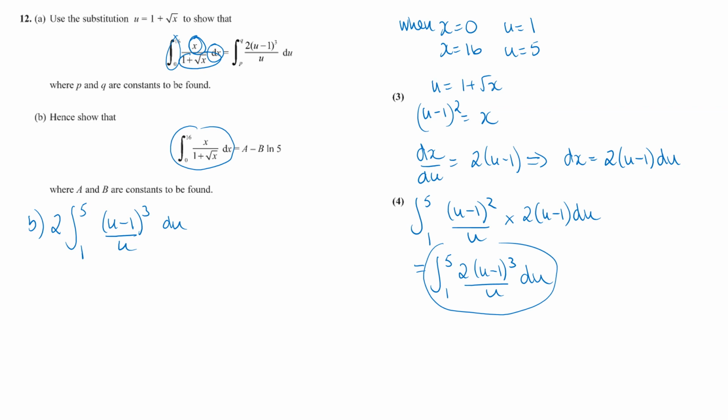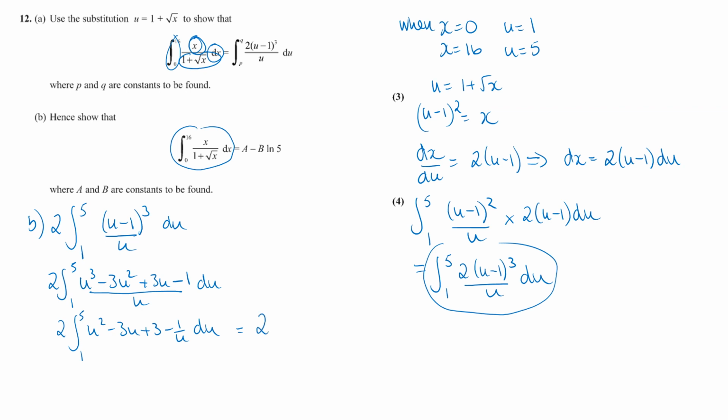Now you can multiply those 3 brackets together, or you can use the binomial expansion to say that this is u cubed minus 3u squared plus 3u minus 1, all over u du between 1 and 5. Now divide that u throughout all the numerator. So dividing by u on the bottom is going to give you u squared minus 3u plus 3 minus 1 over u du between 1 and 5. And now we can integrate.